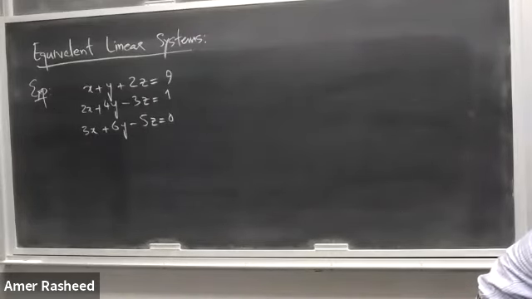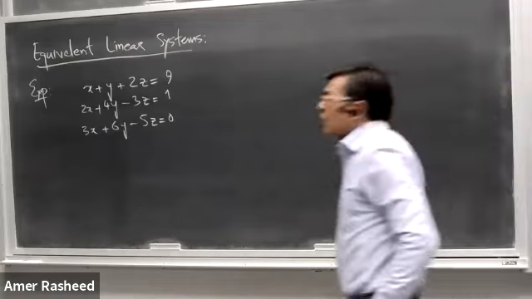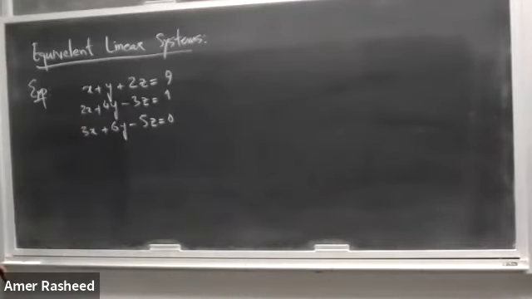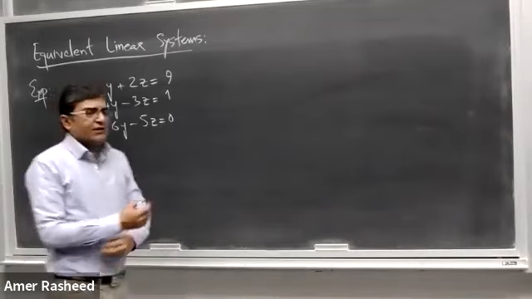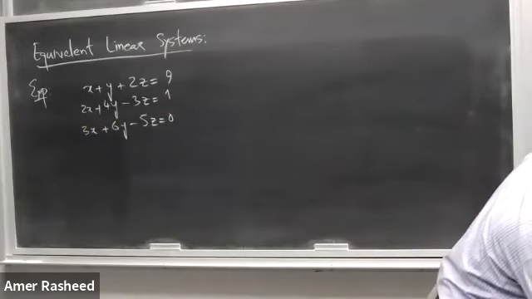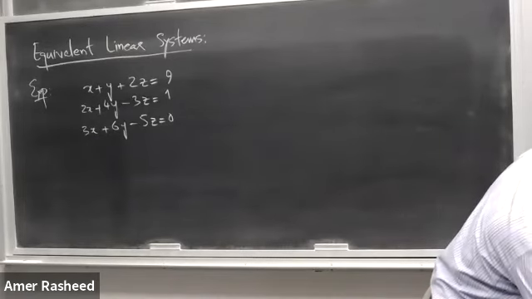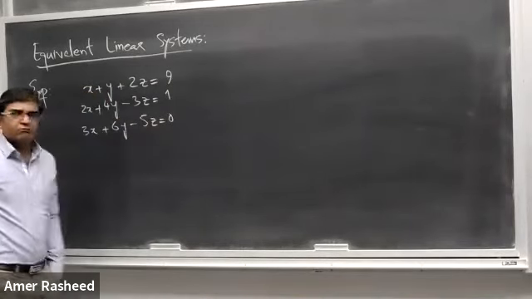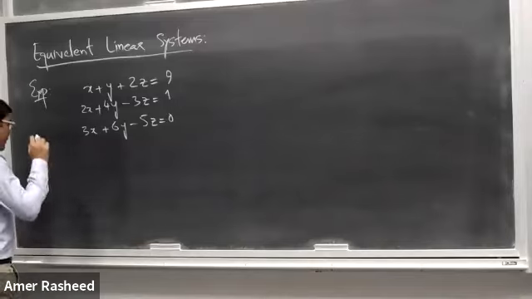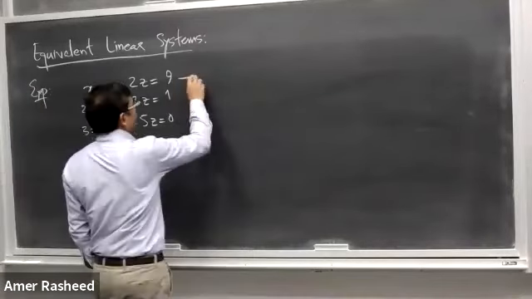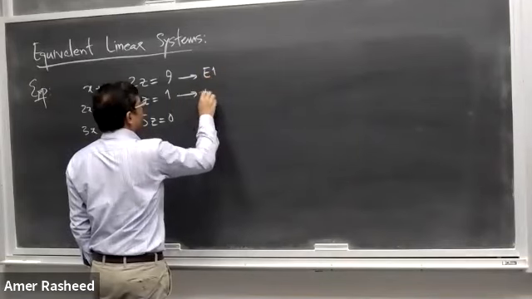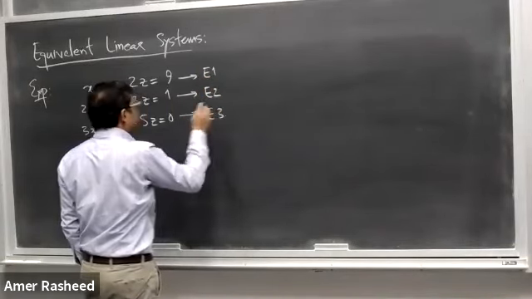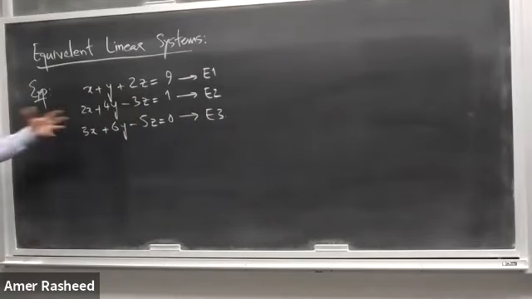By using the simultaneous method. I hope you know how to solve equations simultaneously. What operations can we apply on this linear system in order to solve it simultaneously? It means we make the coefficient of one variable identical, and then we cross it and so on. If we call them equation 1, equation 2, and equation 3, what operations can we apply?